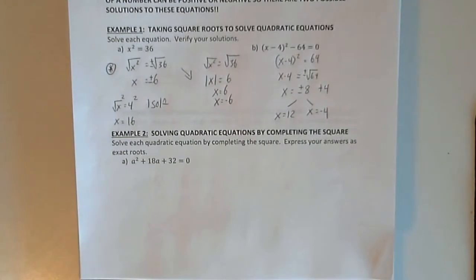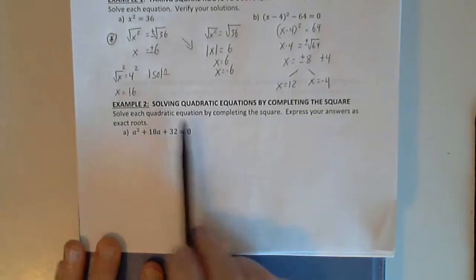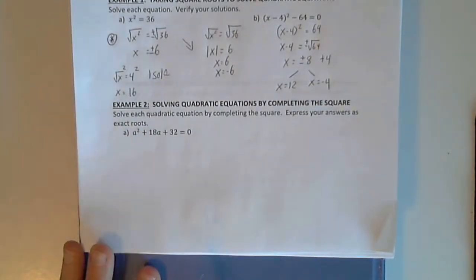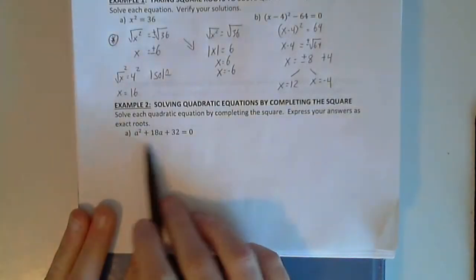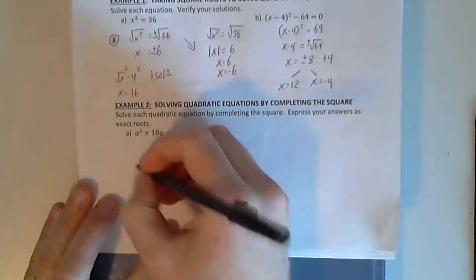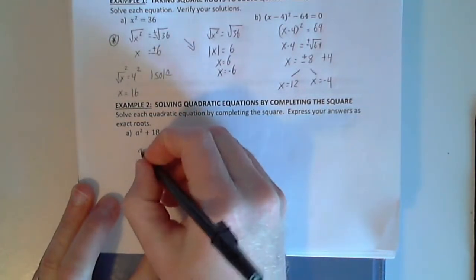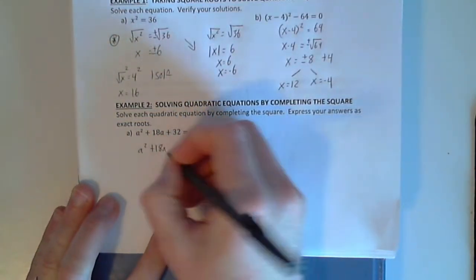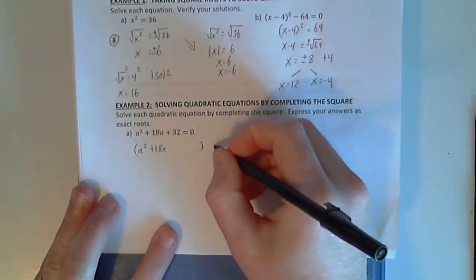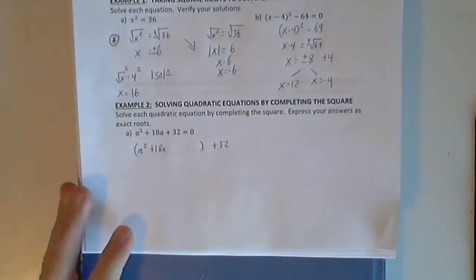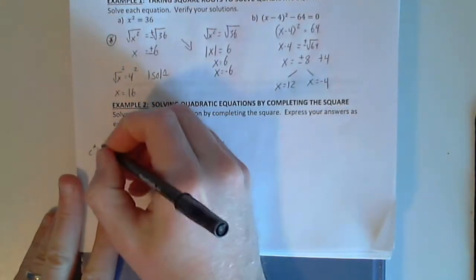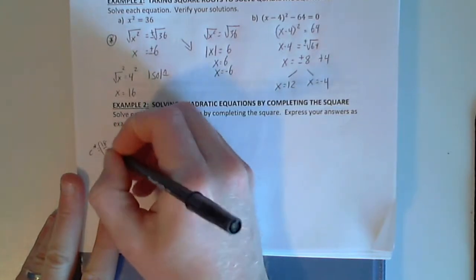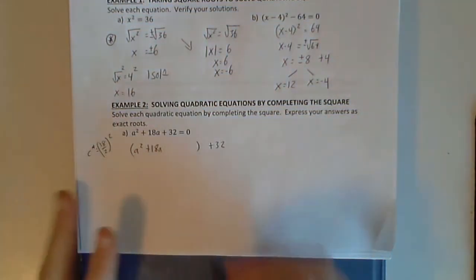Okay, example 2. Solve each quadratic equation by completing the square. Express your answer as exact roots if you're in my 20-1s. You can change it to decimals if you're in 20-2. So we need to complete the square. This is a simple one. So first thing, we need to get rid of the last number. So a squared plus 18a plus 32. We don't care about 32. 18, so let's find our c star. 18 over 2 squared, which is 9 squared, which is 81.